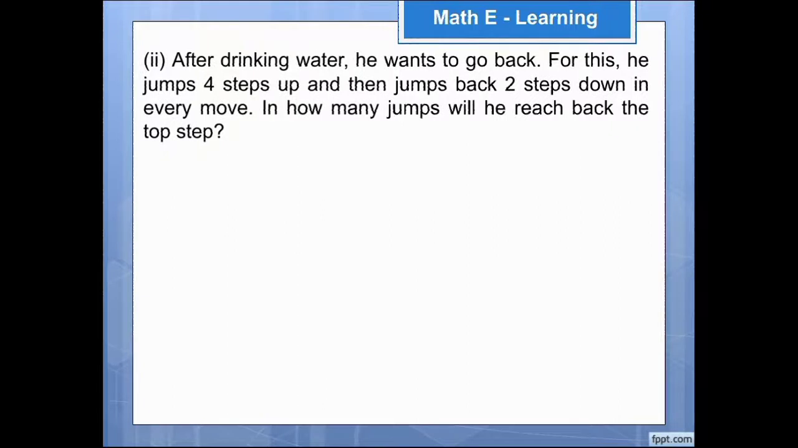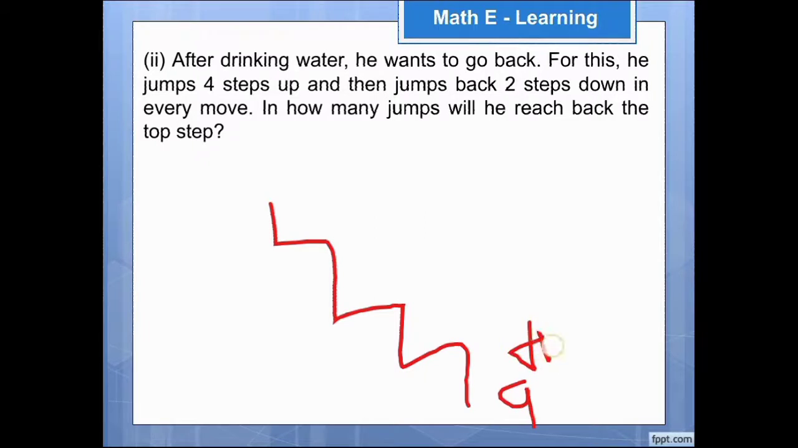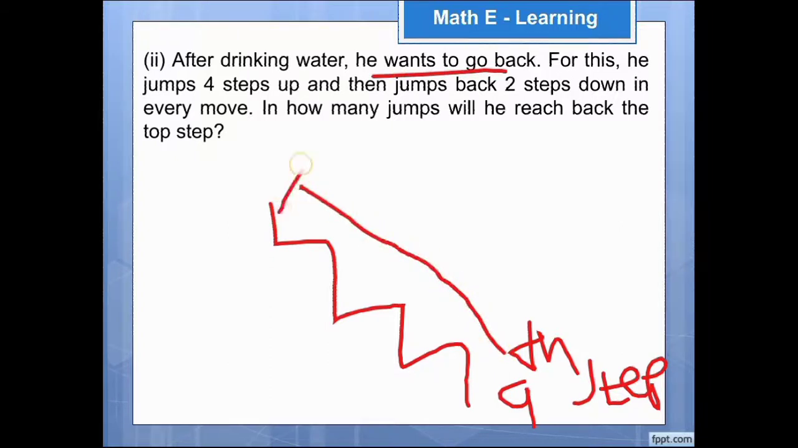The second question is given in the same way. After drinking water, he wants to go back. He has drunk the water on the 9th step. After that, he wants to go back to the first step. For this, he jumps 4 steps up.